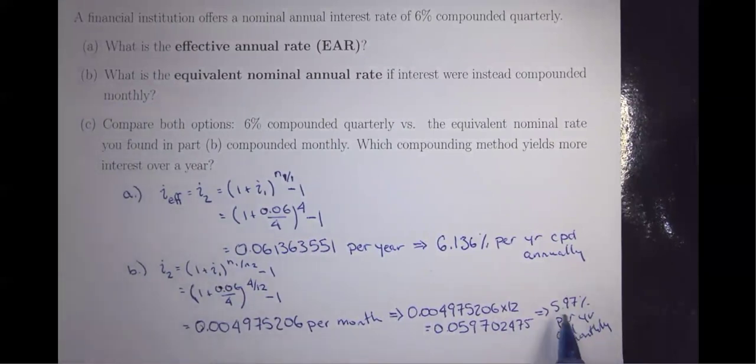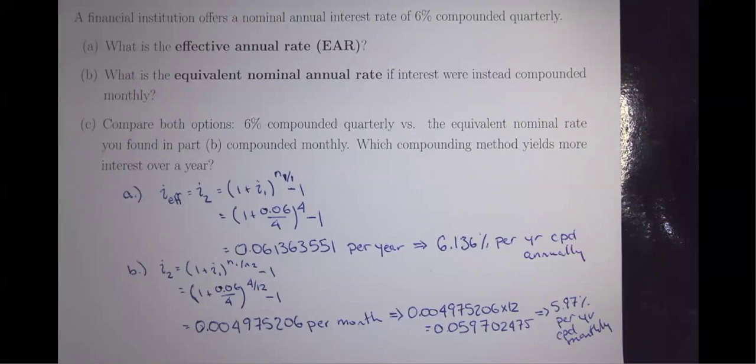And again, this equivalent rate, 5.97, is pretty close to what we started with, our 6%. Now for part C, compare both options: 6% compounded quarterly versus 6.136 compounded annually versus 5.97 compounded monthly. Which compounding method yields the most interest over 1 year?